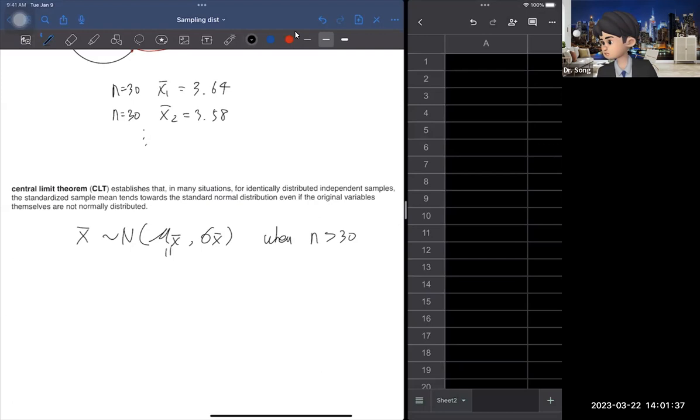And this mu of the X bar is the same as the population mean mu. And this sigma of the X bar, we call it the standard error. That is the same as sigma over square root n. But I'm going to skip the details about this formula.